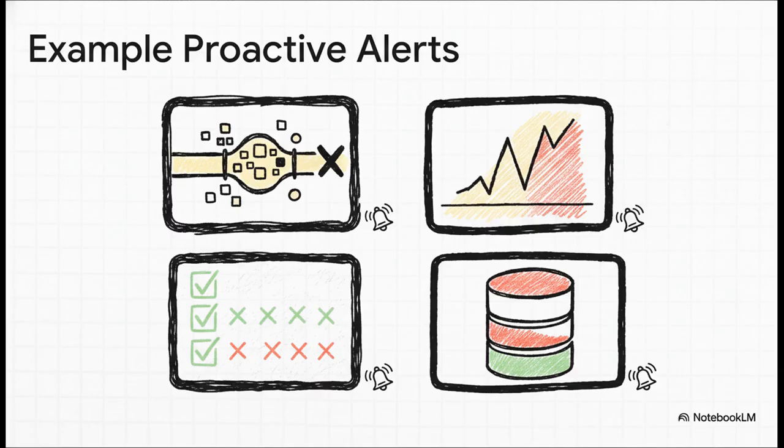Is the Java garbage collection time spiking? Let's get an alert on that. Is a disk about to fill up? I want to know when it hits 80%, not when it hits 100% and everything crashes. This is how you get ahead of problems before they become disasters.